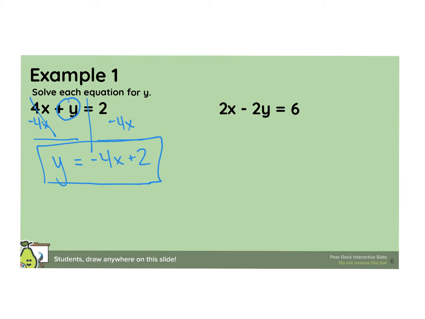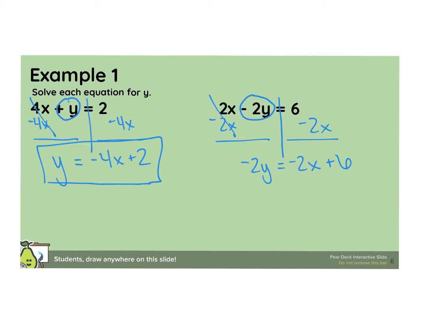For the second equation, I want to get the y by itself. That means the 2x needs to move. It's positive, so I'm going to subtract it because that's the opposite. So now my x's are gone. I bring down this negative 2y, and I bring down everything else in the right order. So the negative 2x is first, and the positive 6 is second.